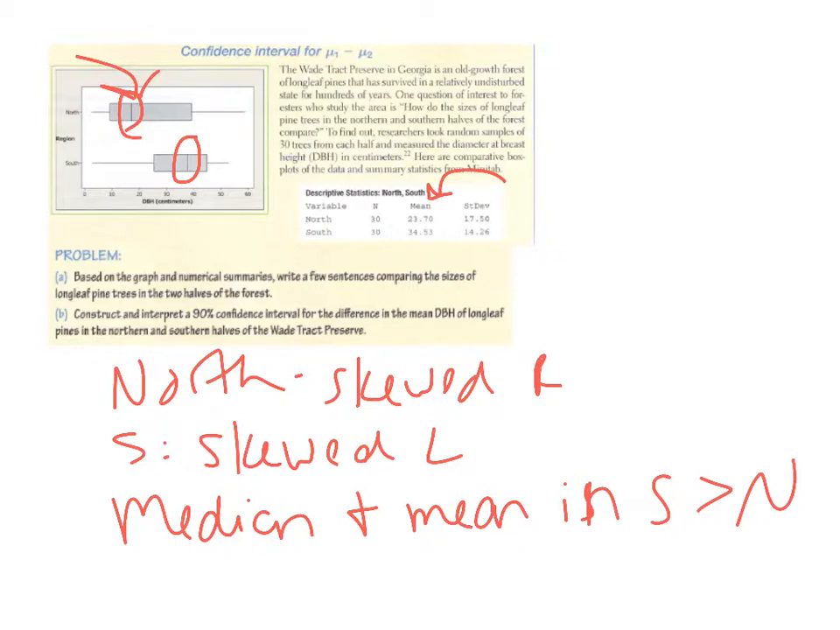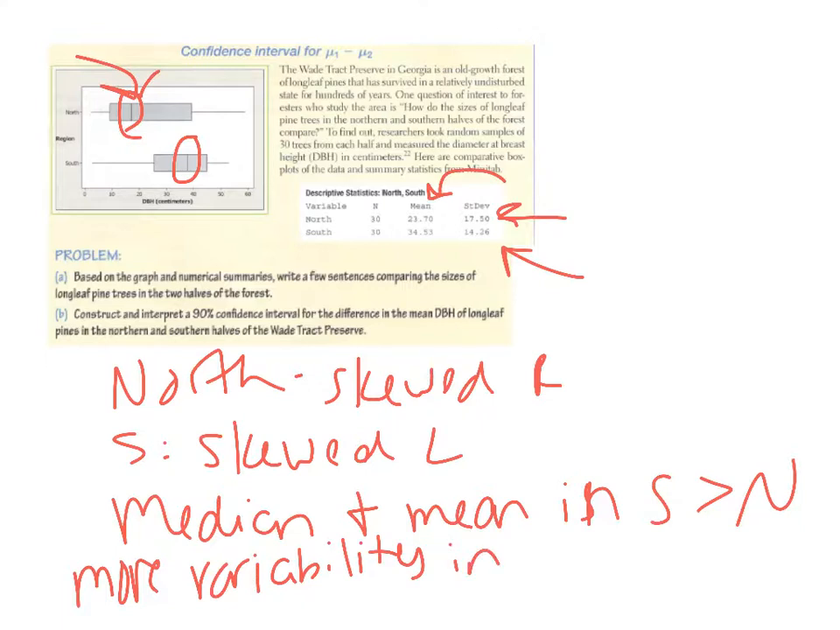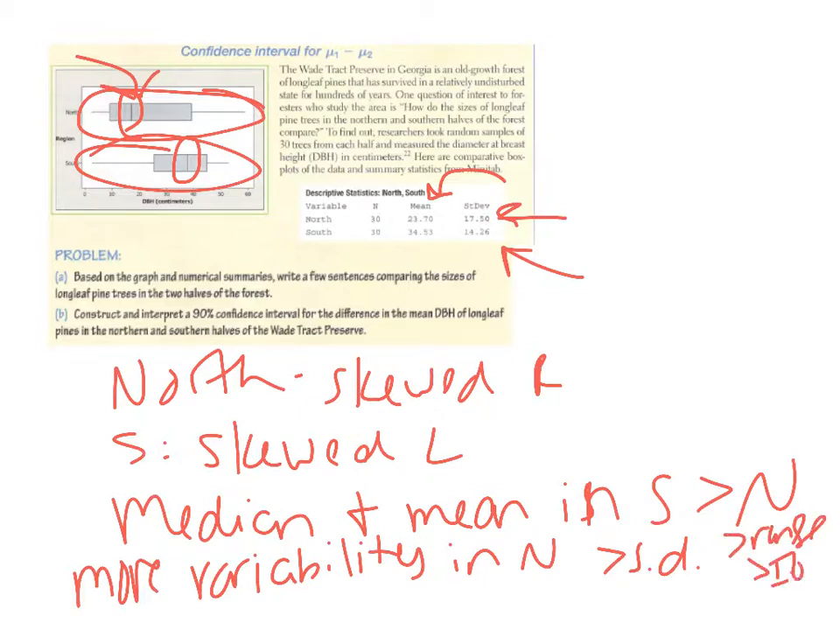Okay, I have more variability in the north though. If I look at my standard deviation, the north is bigger than it is in the south. So I have more variability in the north. I've got a greater standard deviation. I have a larger range, a larger IQR on my box plots. So greater range, greater IQR. And so we've got more variability in the north, but the average size in the south is larger. We're skewed left in the south, skewed right in the north. So that would be our comparison there of our data.